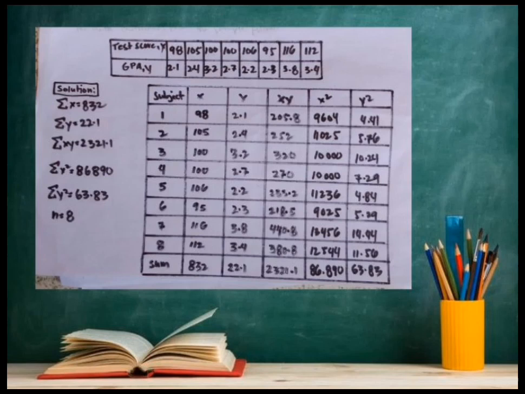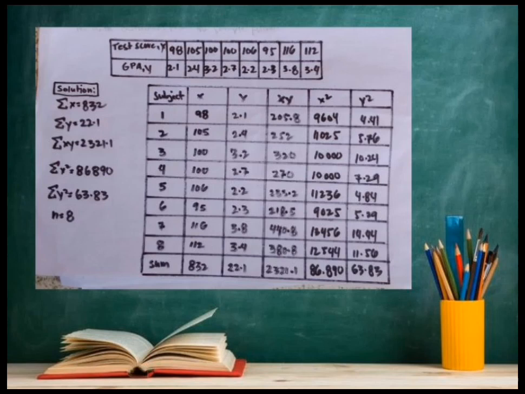Sa x squared naman, ganun din. Sa sarili niya lang talaga times. Ganito siya: 98 times 98 equals 9,604. 105 times 105 equals 11,025. 100 times 100, 10,000. 100 times 100, 10,000. 106 times 106 equals 11,236. 95 times 95 equals 9,025. 116 times 116 equals 13,456. 112 times 112 equals 12,544.